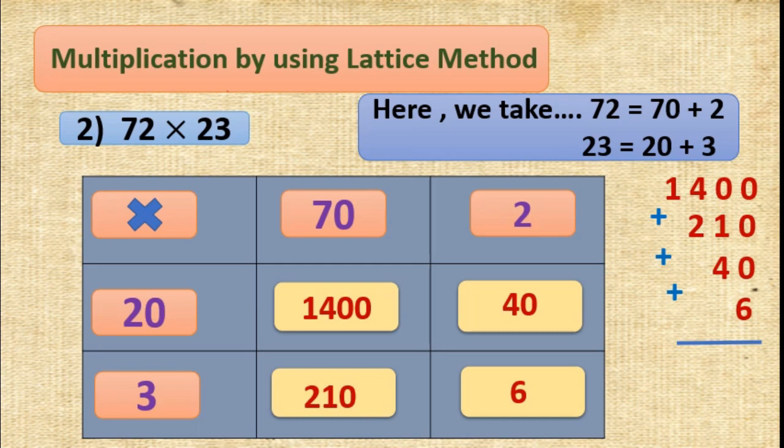Now we will add in the unit place, only 6 is there, correct? And in the tens place 1 plus 4, that is 5. Hundreds place 4 plus 2, that is 6. And in the thousands place only 1 is there. So our product is 1656. Isn't it?